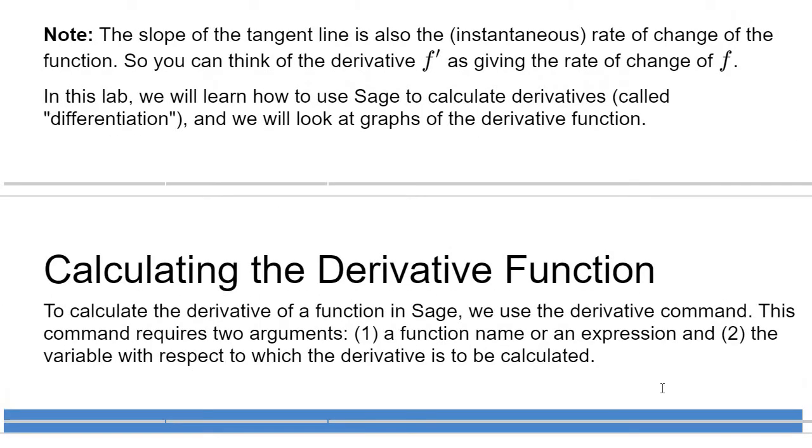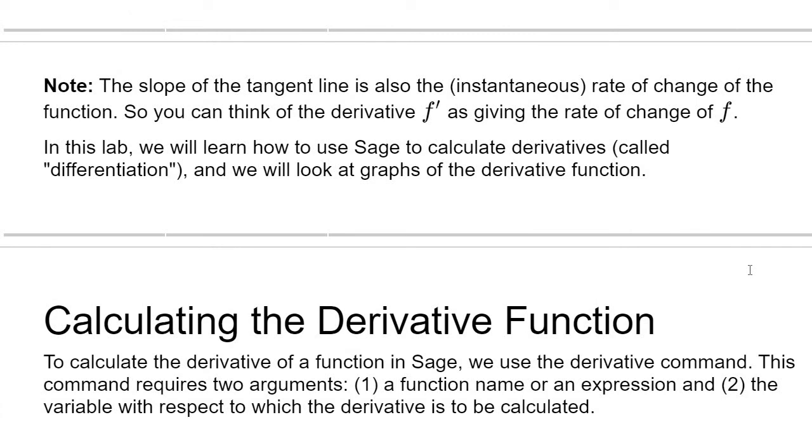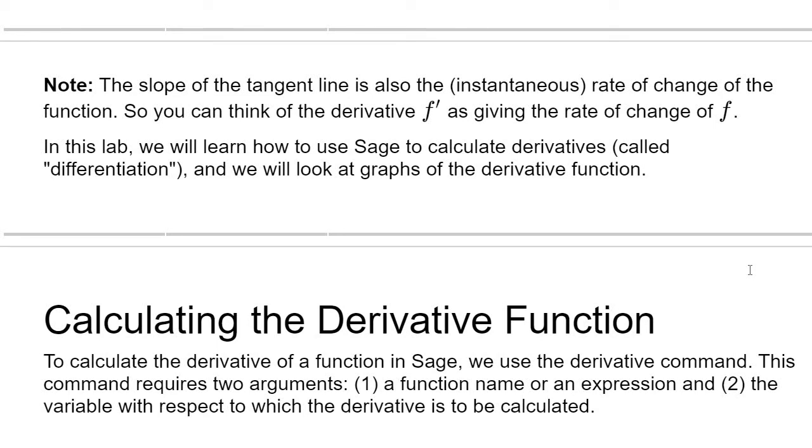Notice the slope of the tangent line is also the instantaneous rate of change of the function. So you can think of f prime, the derivative, as giving the rate of change of f. This is one of the main ideas of calculus, rate of change. So if you have a function, maybe f is position of some object, the rate of change would be the velocity of that object. We'll see some examples of that later.